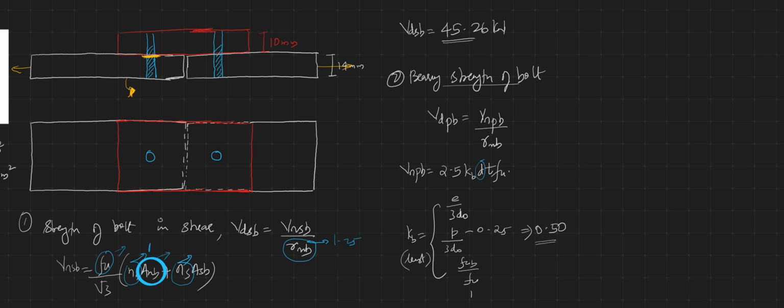Now the change here is T, because T is the thickness of the smallest plate, either the main plate or the sum of the thickness of your cover plate. Here, since it is a single cover butt joint, I take T as the least of the smaller main plate or the sum of the thickness of cover plates. So since this is a single cover butt joint, we take T as 10 mm.